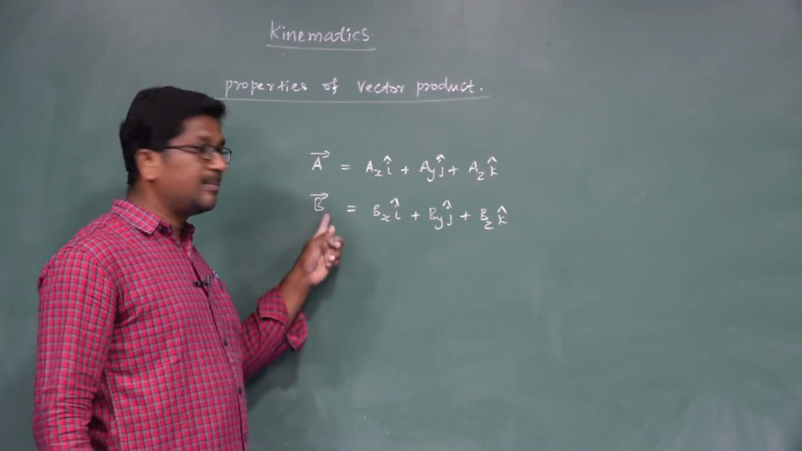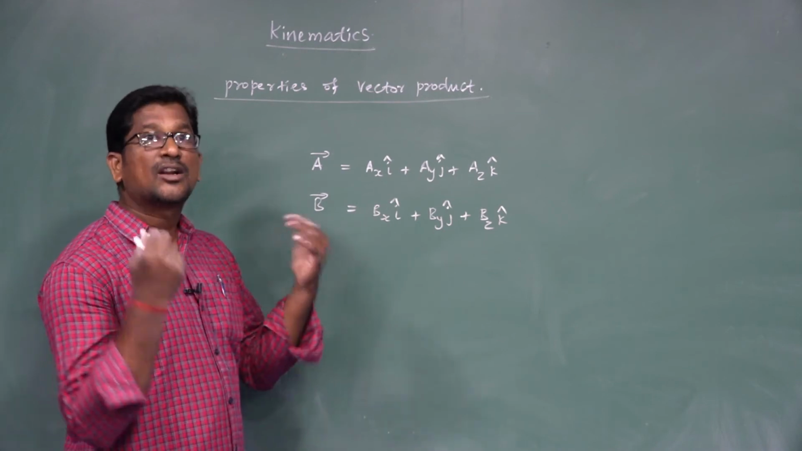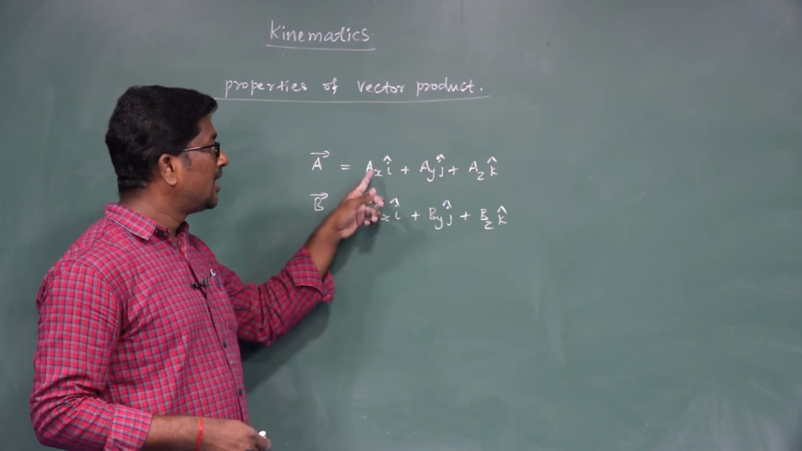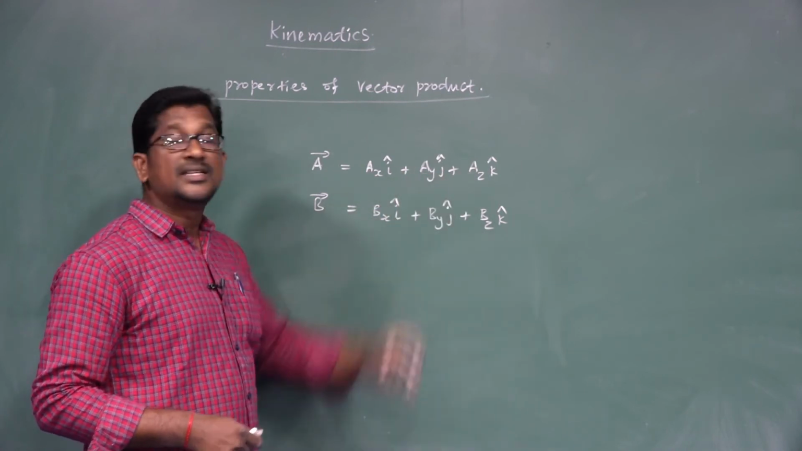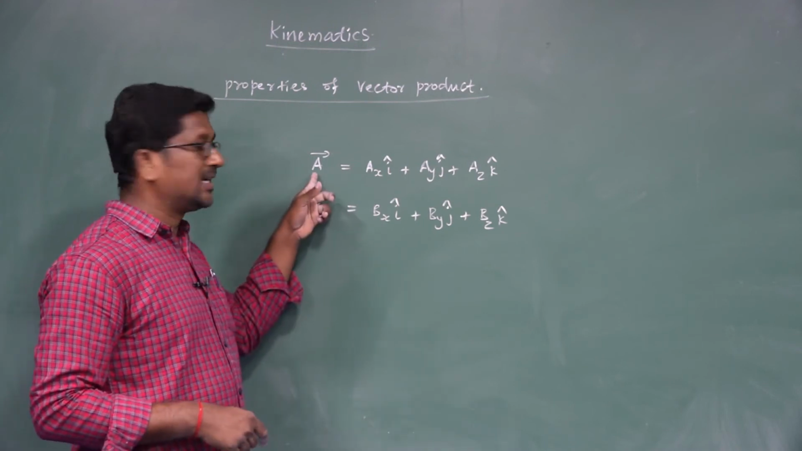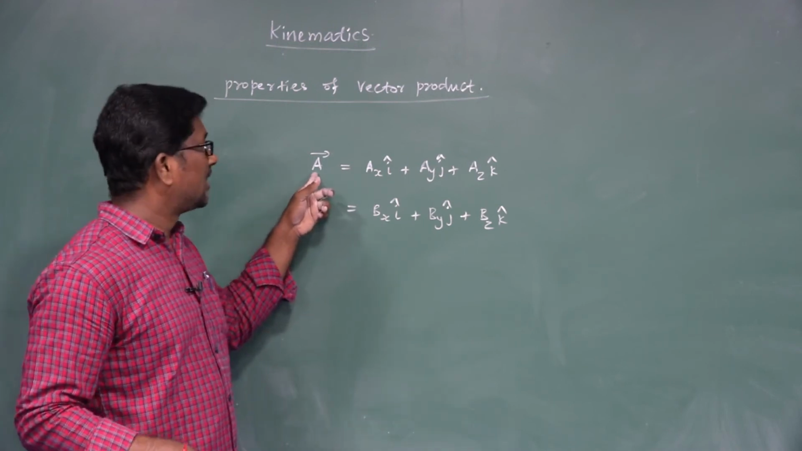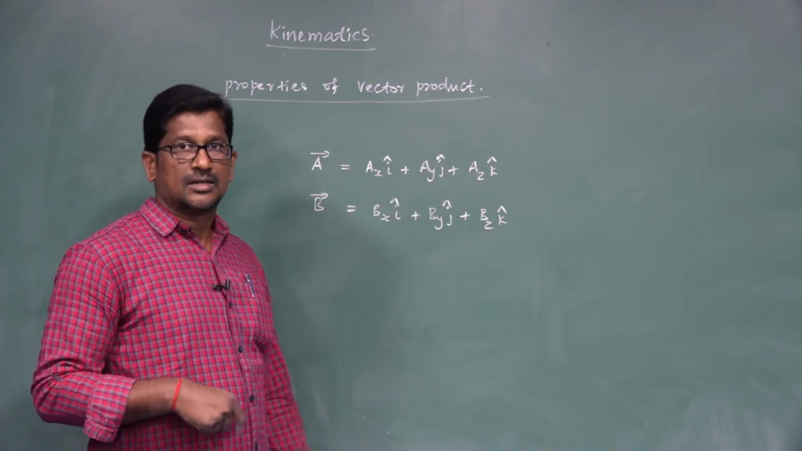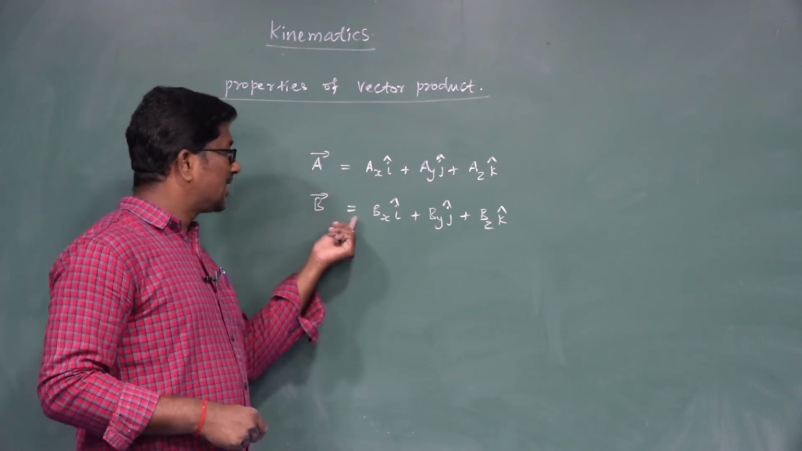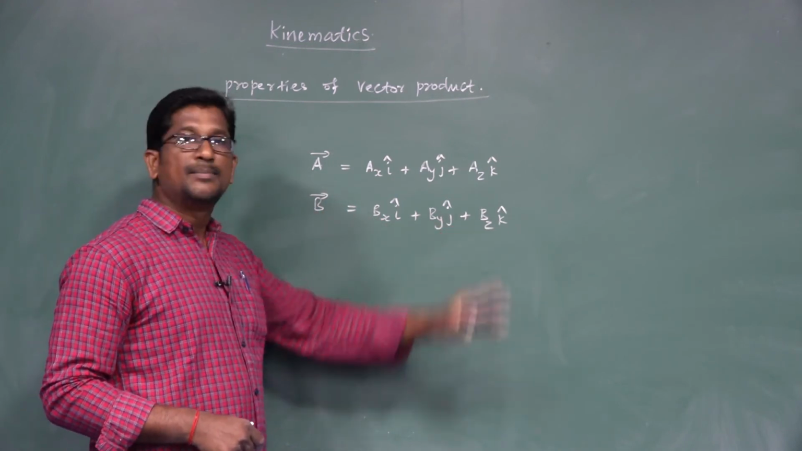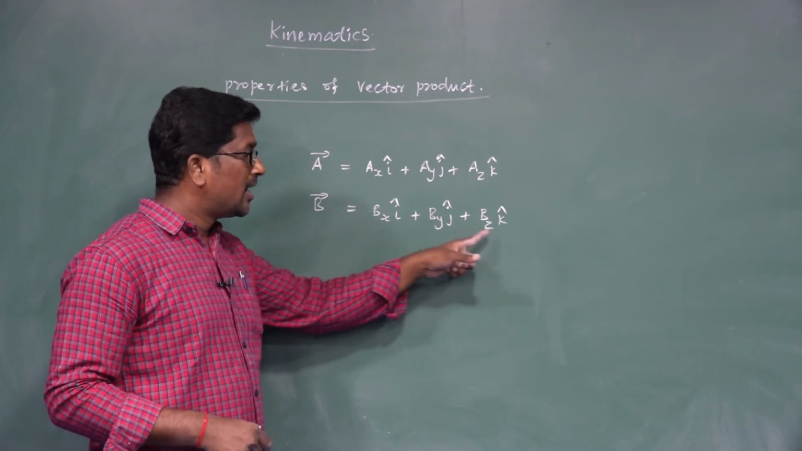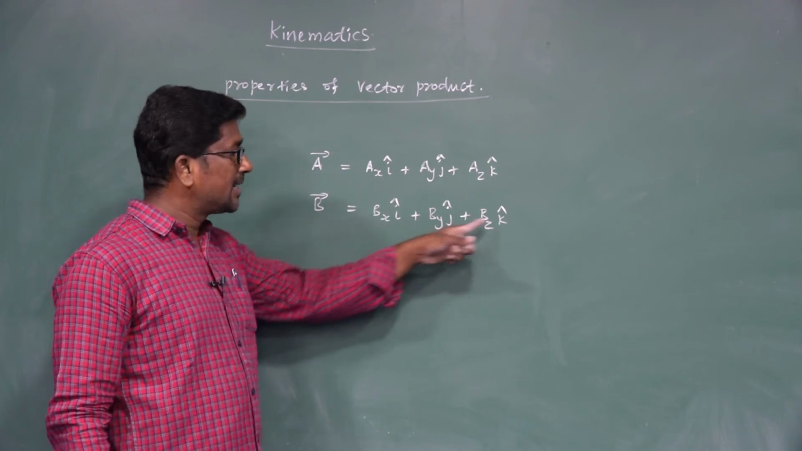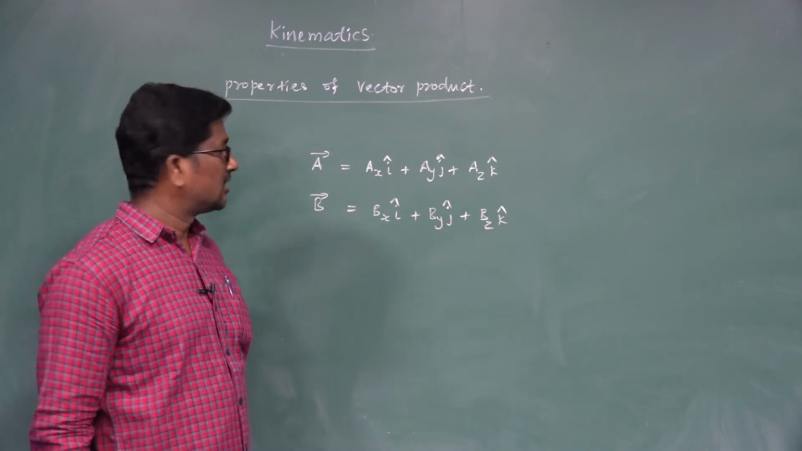Right, here A vector and B vector are the two vectors. Their component form in three-dimensional space is Ax i cap, Ay j cap, Az k cap. Here Ax, Ay, Az, these three are scalar components of A vector. i cap, j cap and k cap, these three are orthogonal unit vectors. B vector is equal to Bx i cap plus By j cap plus Bz k cap. Here Bx, By and Bz are the scalar components of B vector. i cap, j cap and k cap are orthogonal unit vectors, right.